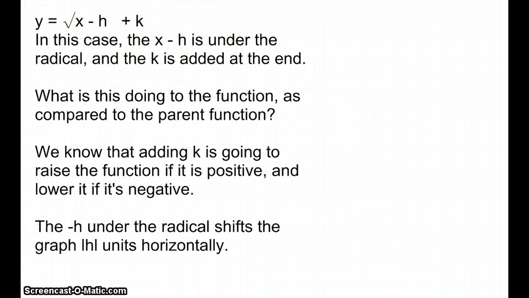Now here's the most complicated case. In this case, y equals the square root of x minus h, plus k. The plus k is not underneath the radical sign, okay? Just the x minus h is, and the k is added at the end. We have to think, what is this doing to the function as compared to the parent? Well, we know that adding k is going to raise the function if it's positive and lower the function if it's negative. Remember, that shifts it up and down the y-axis. The negative h under the radical shifts it horizontally. Remember, we just talked about the horizontal translation.